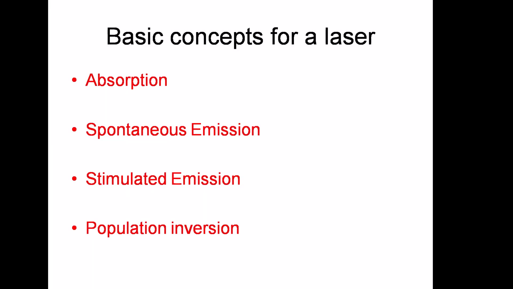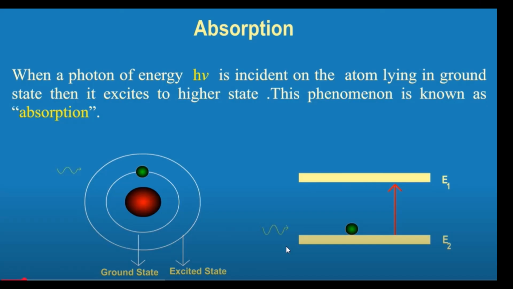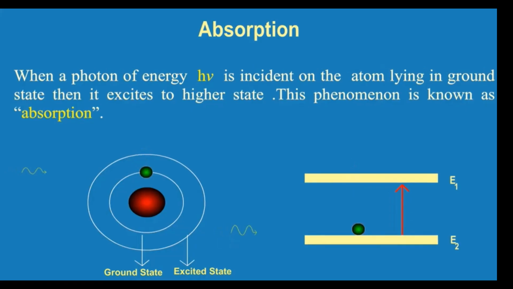Next topic is the basic concepts for a laser. What are the basic concepts? Absorption, spontaneous emission, stimulated emission and population inversion. Next, absorption. An atom in the lower energy level or ground state energy level E1 absorbs the incident photons of radiation of energy h nu and goes to the higher energy level E2.